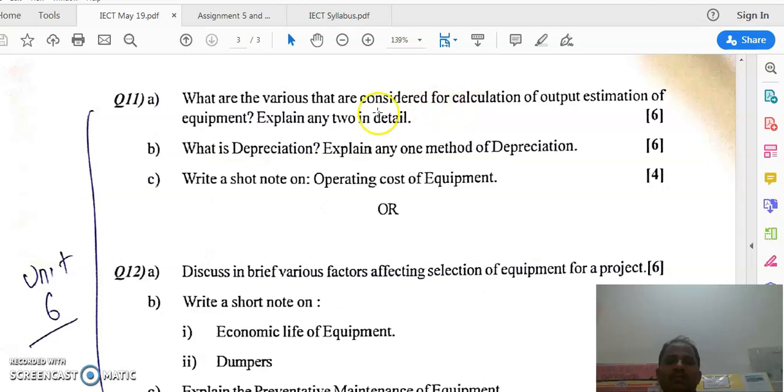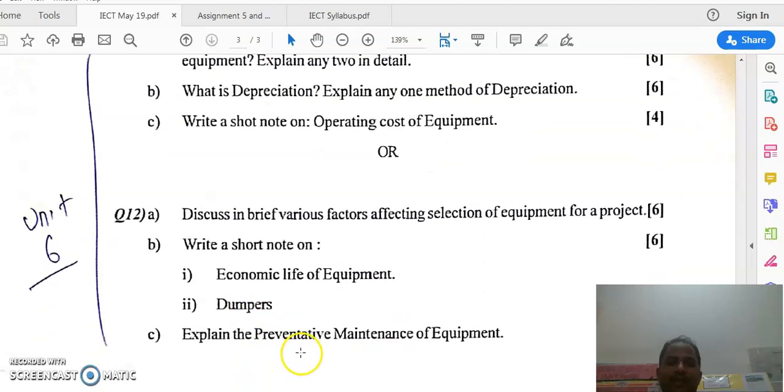So question number 11 or question number 12: what are the various factors that are considered for calculation of output of estimation of equipment? Explain any two in detail. What is depreciation? Explain any one method of depreciation. Write a short note on operating cost of equipment. Discuss in brief factors affecting selection of equipment for a project. Write a short note on economic life of equipment, dumpers. Explain the preventive maintenance of the equipment.